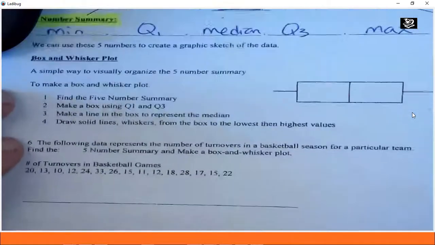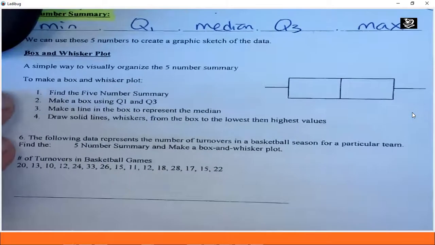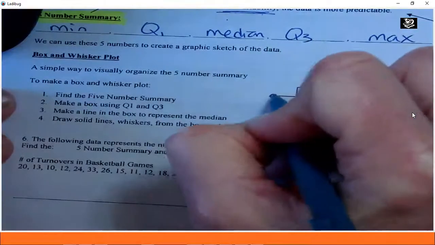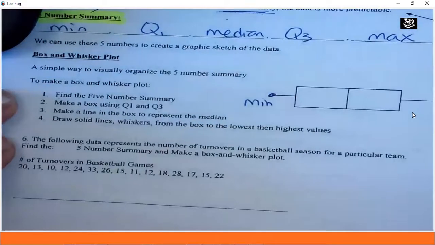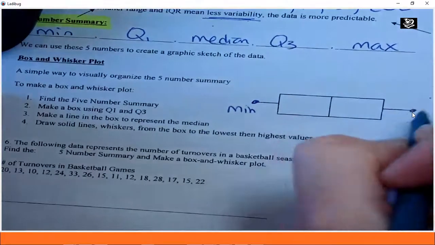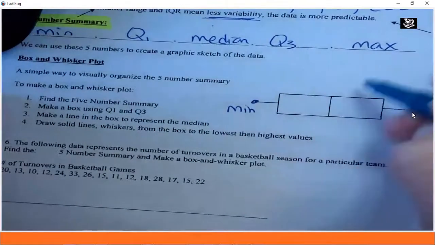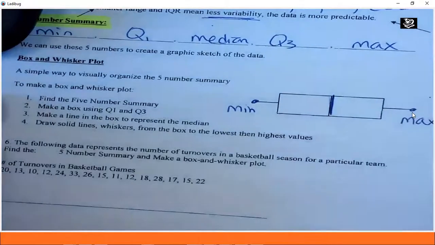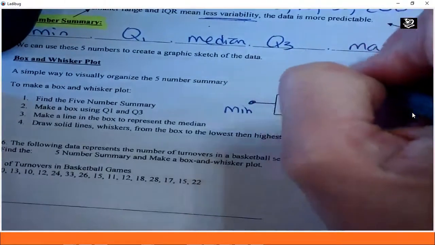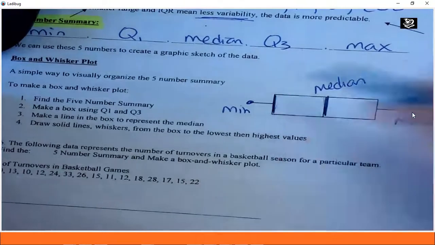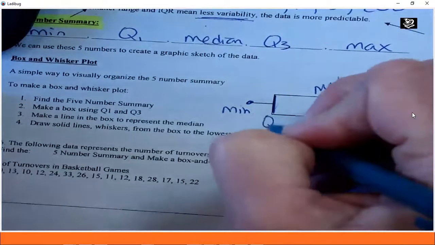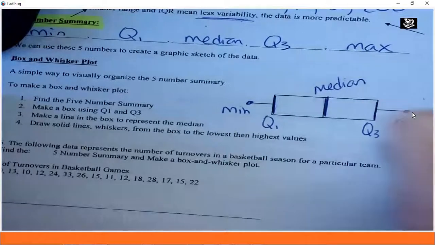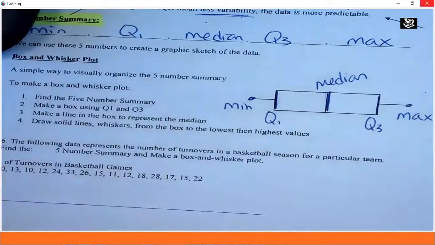All right, box and whisker plots. You were supposed to have done these in middle school, but with COVID, there's no telling what you did. This is the minimum. Label that, please. That point is the minimum. What about over here at this end? Maximum. What about the line in the middle? Median. And what do you think about this line right here? Q1, and this one? Q3. All right, label that right now for me, please. Minimum, Q1, median, Q3, and maximum, okay?